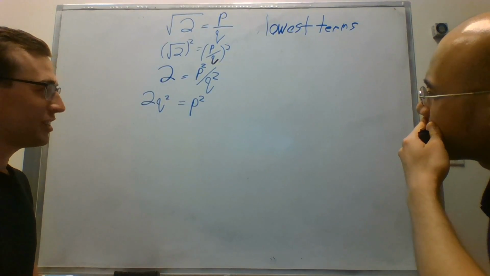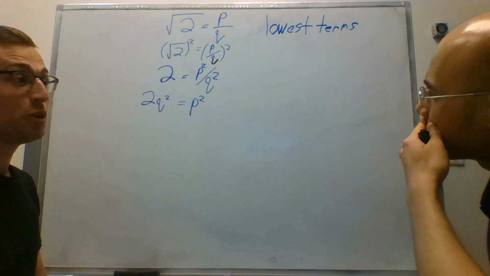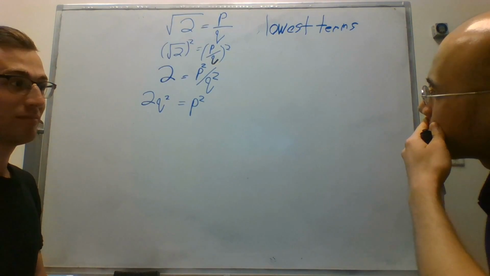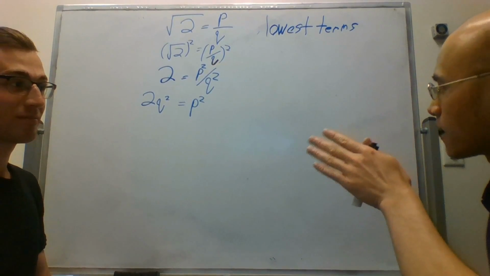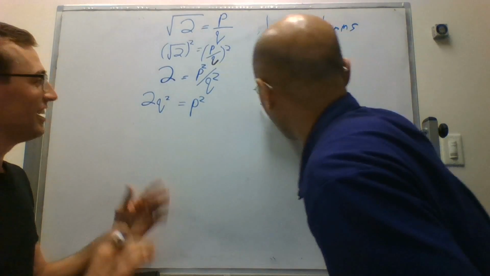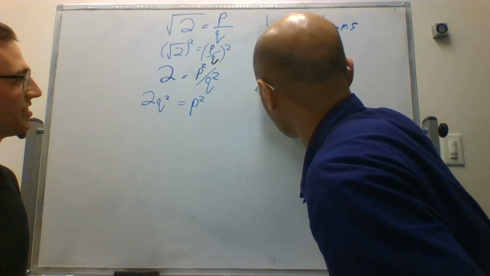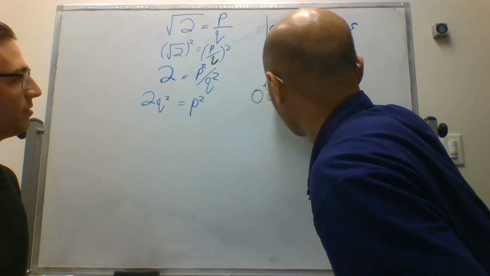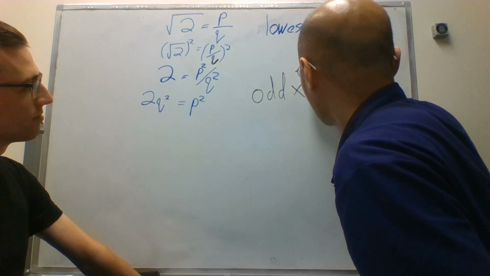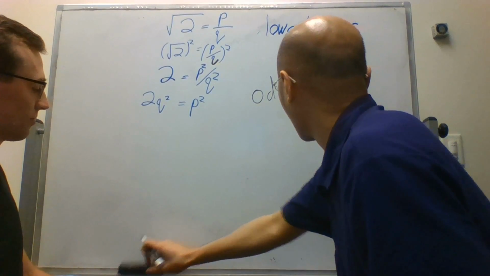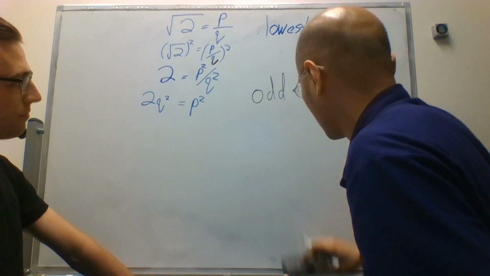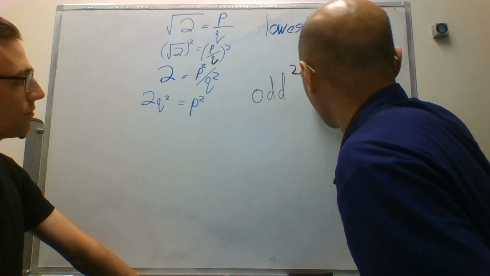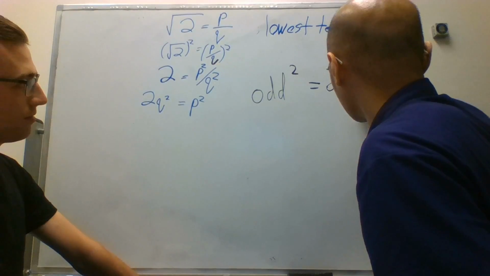So what's the product of 2 odd numbers? It must be an odd number. Yes, you know what, let's actually write this out. I think that's a really good way. If you have an odd number squared, that has to be an odd number. We know this. That has to be odd.